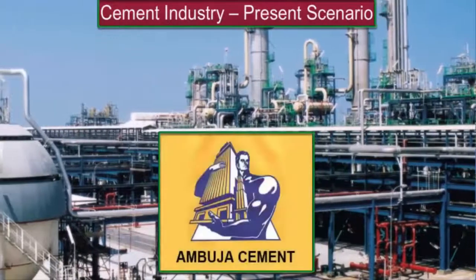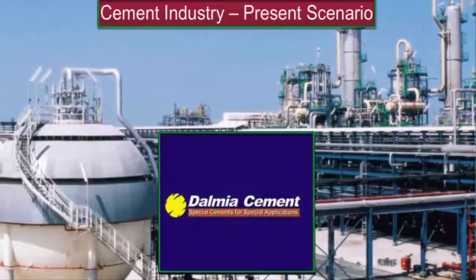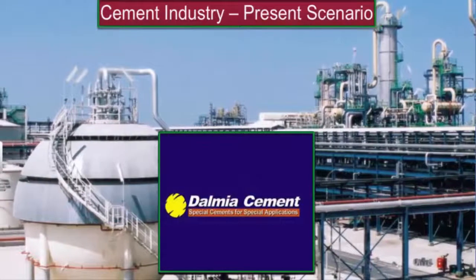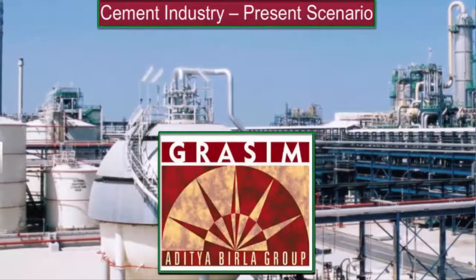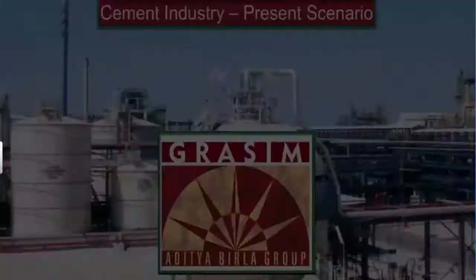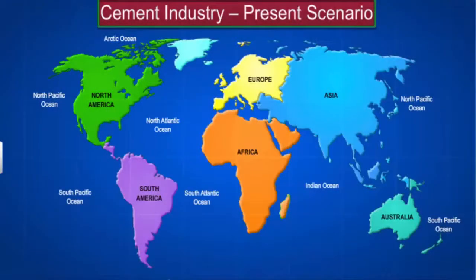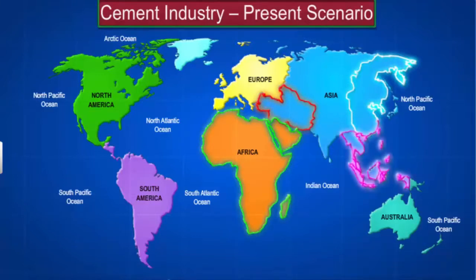India has 140 large cement manufacturing plants and around 300 smaller plants that manufacture cement of different varieties. Besides a large domestic demand, the Indian cement industry exports cement to countries in East Asia, the Middle East, Africa, and South Asia.